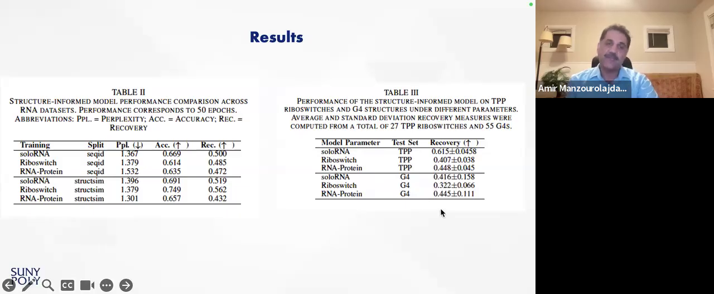It was kind of expected because the structure is very unique, and there are other reasons in formation of G4s, which makes it very hard to predict its structure. But what is striking is the performance of the solo RNAs, which was higher.